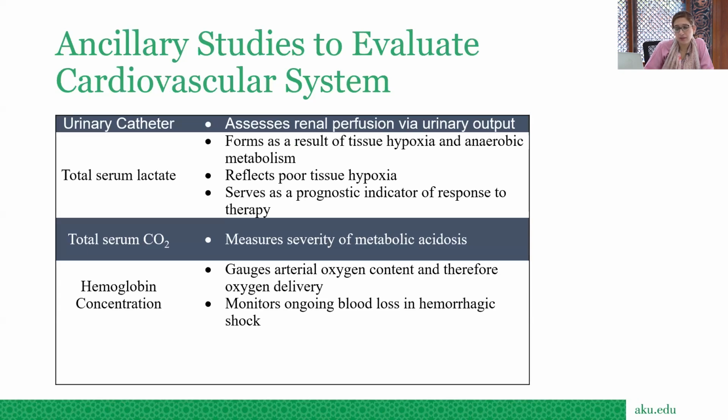Lactate, carbon dioxide, hemoglobin and the urine output are some of the important ancillary tests to evaluate the cardiovascular system. Just like we looked at the blood gases in the respiratory system, it's important for us to look at the lactate and the carbon dioxide to look for any acidosis, and of course the bicarb level too.